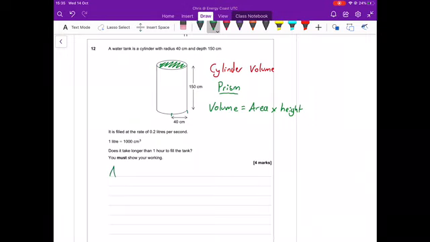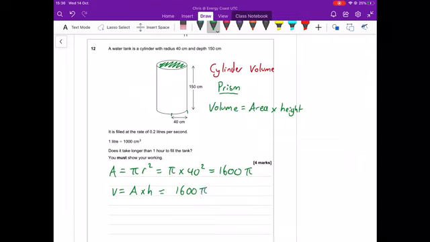Remember, that's the radius. Okay, so the area is equal to pi r squared, which is equal to pi, 3.14, times 40 squared, okay? Now, if you type that exactly in your calculator using the pi button, it will give you this, okay? 40 squared is 1,600, so it will give you 1,600 pi. I'm going to leave it like that for now because that's fine, okay? So the volume is equal to the area times the height or the length. So this is 1,600 pi times by 150.